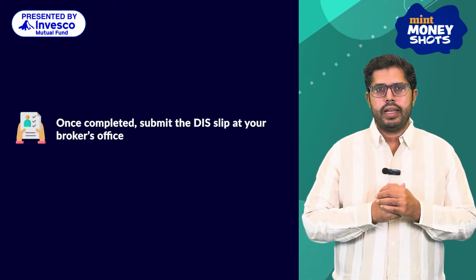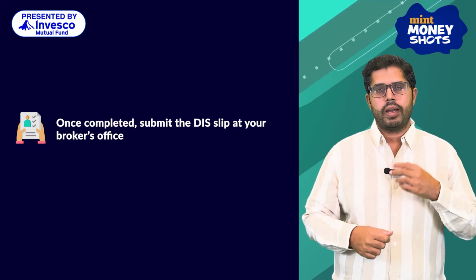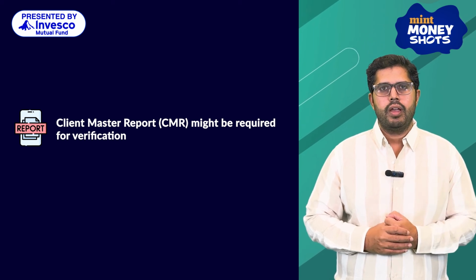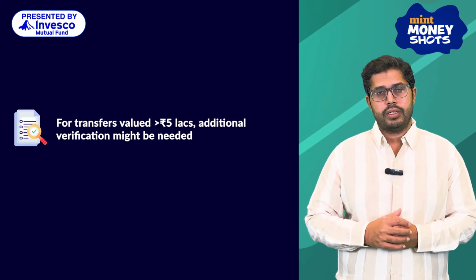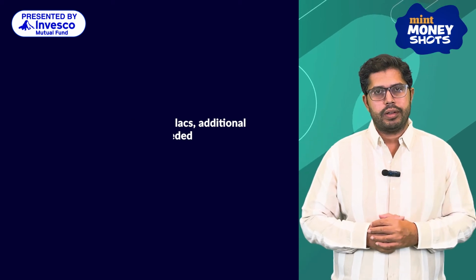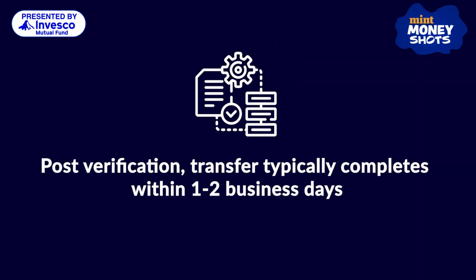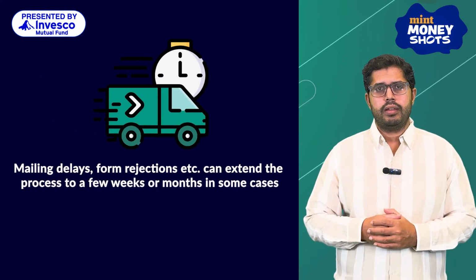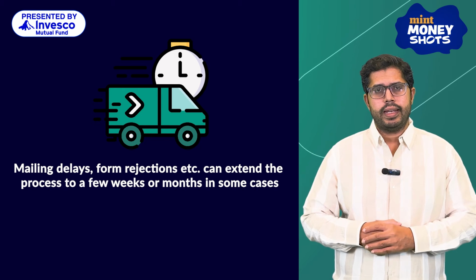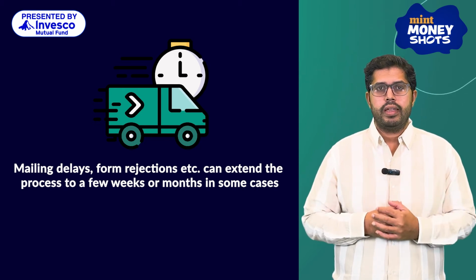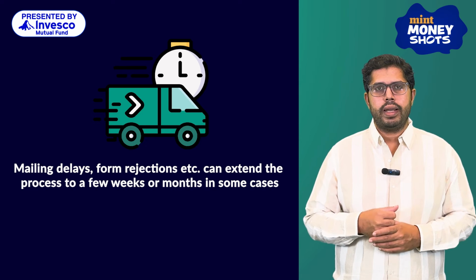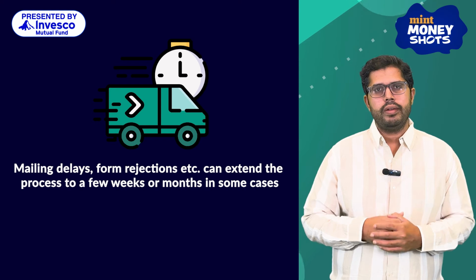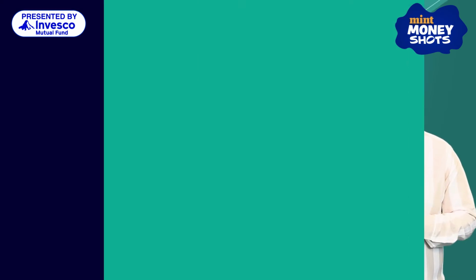Once completed, submit the DIS slip to your broker's office in person or by courier. You may need to include a client master report or CMR for verification. For transfers valued above Rs 5 lakh, additional verification like a video call might be required. Once verified, the transfer typically completes within 1 to 2 business days, although some brokers may experience logistical delays. Factors like mailing delays or form rejections can extend the process to a few weeks or even months in some cases. Logistical delays may occur while couriering the physical DIS slip to your broker, but once received by the broker, the transfer should take only a day or 2 business days.